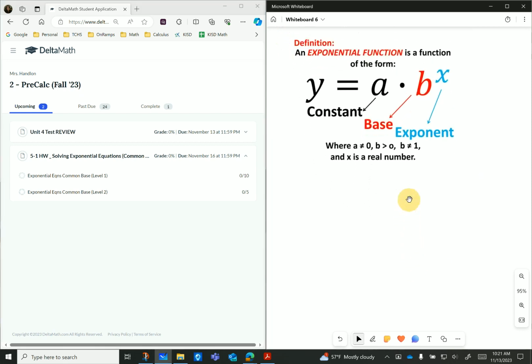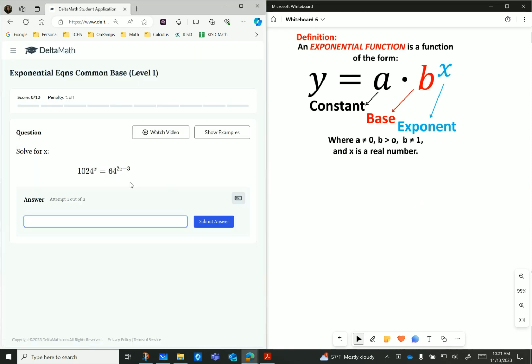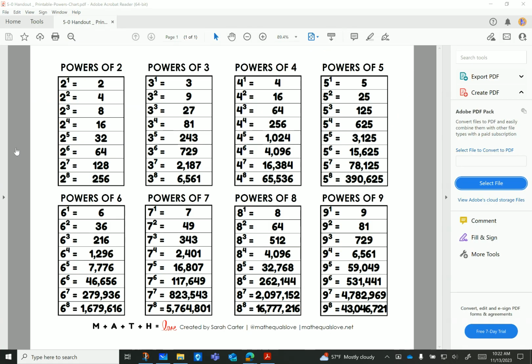So I'm going to shift this up, and we're going to try level 1 first, and we're going to look at these problems. Now if you look on with me here, you were given a handout of powers of 2 all the way to powers of 9. And what I would like you to do is use this as a reference sheet as you seek out in making your bases common.